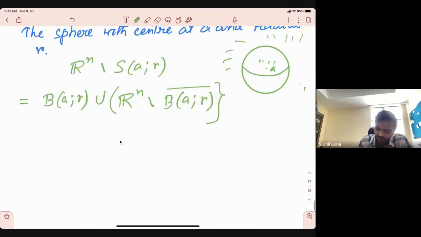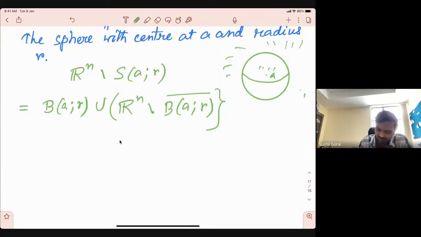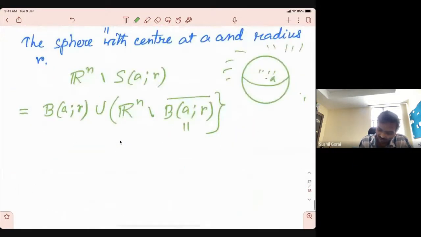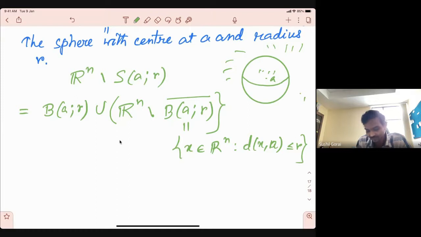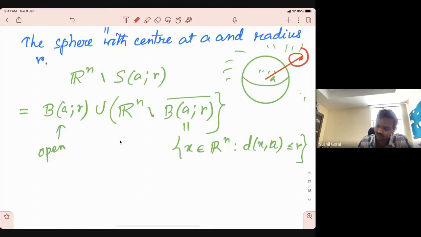You can of course go to the closure, but you can define this to be the collection of x in Rn such that d(x,A) is less than or equal to R. All right. So this is an open ball, so this set is open. This is open, and this is also open, being the complement of a closed set. Right, as you said, you take the distance from the radial line. You take a point here and go along the radial line, look at the distance, and make it a little bit smaller.